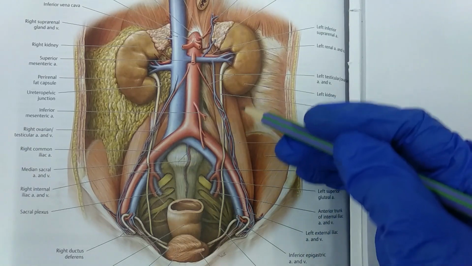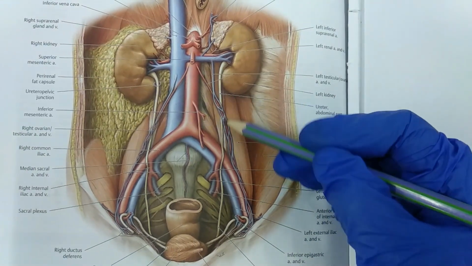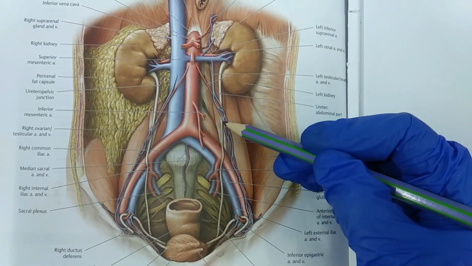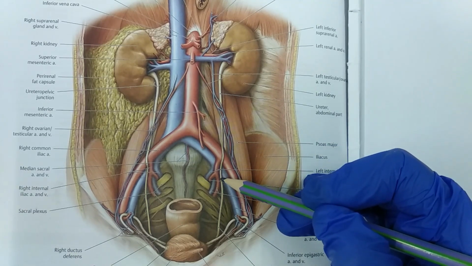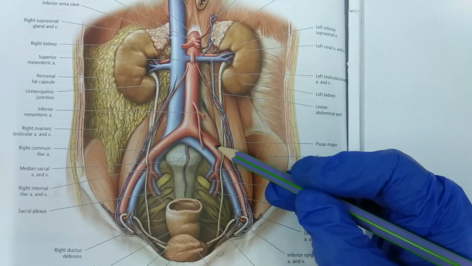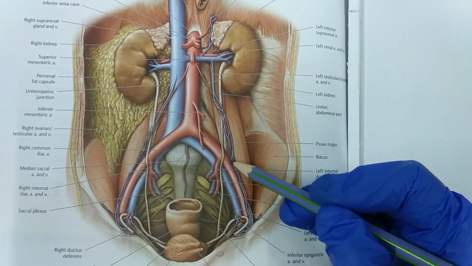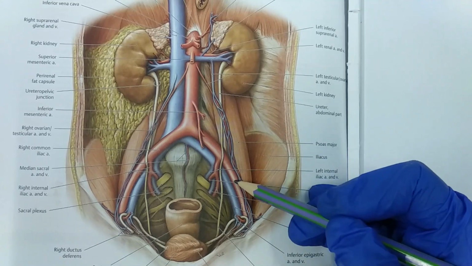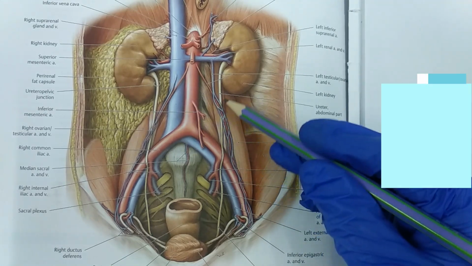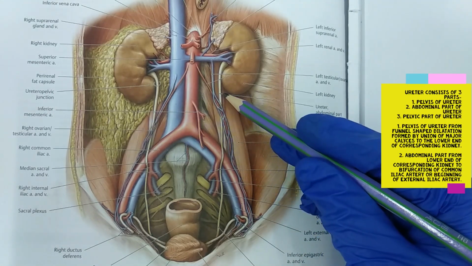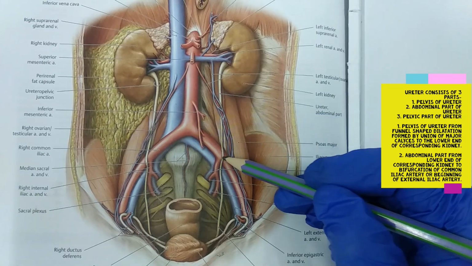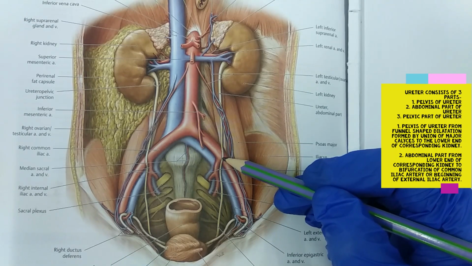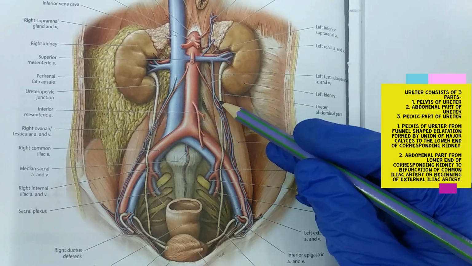It passes downward and medially below the peritoneum of the posterior abdominal wall and enters the pelvis by crossing the bifurcation of the common iliac artery or just at the beginning of the external iliac vessels. So this is the abdominal part, from just below the lower level of the corresponding kidney up to the crossing of the bifurcation of the common iliac. This is the abdominal part of the ureter.